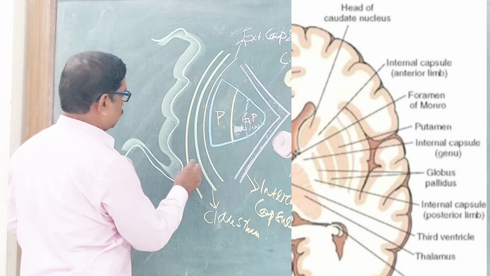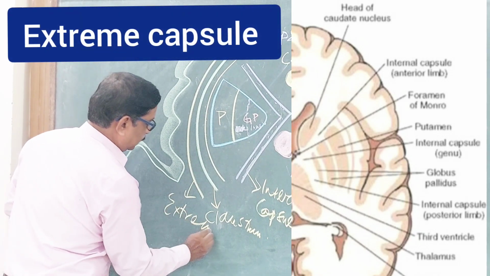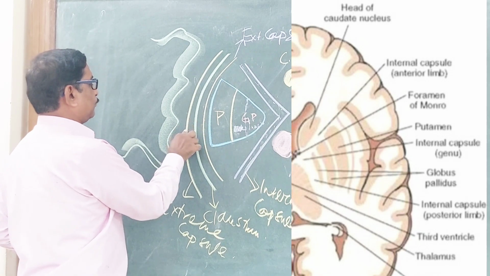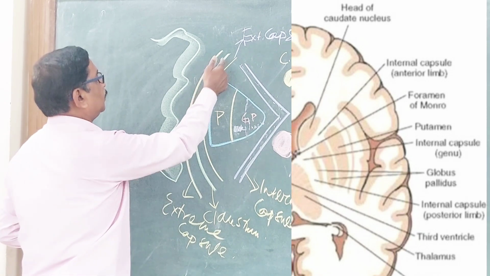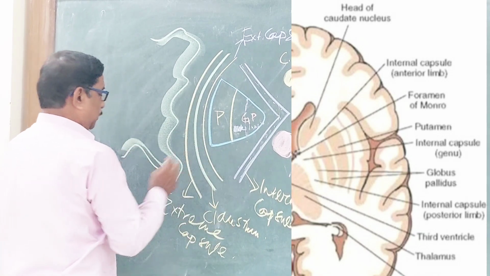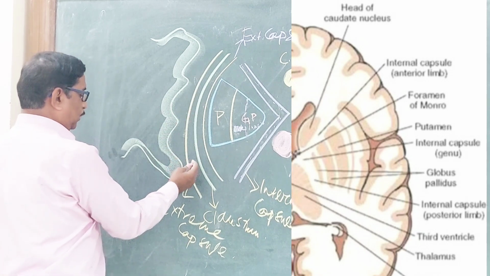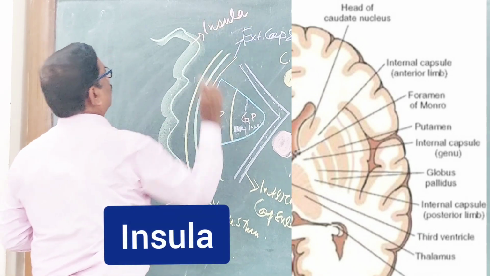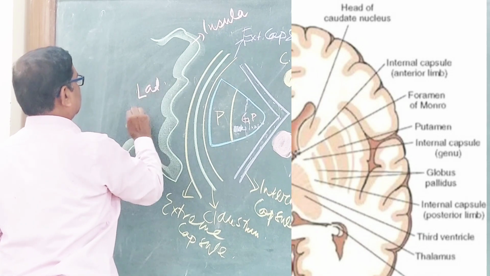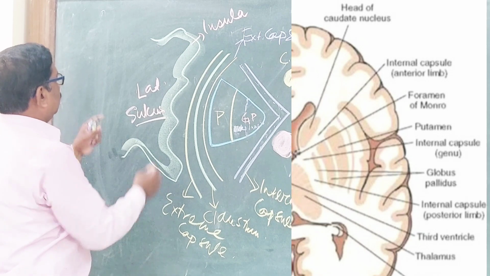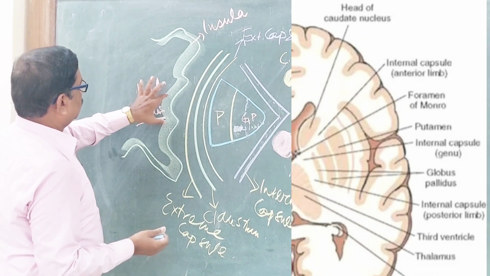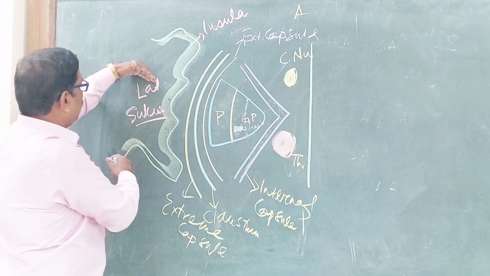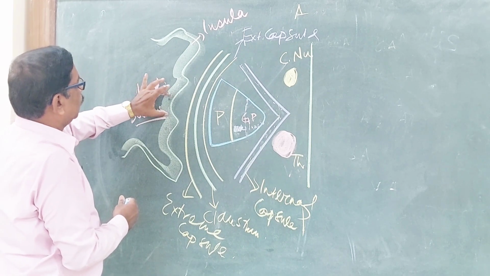External to this claustrum is the extreme capsule. So we have three capsules: internal capsule, external capsule, and extreme capsule. In between the external and extreme capsule is the grey matter called the claustrum, which is part of the basal ganglia. Then lateral to the extreme capsule is the cortex called the insular cortex, and this is the depth of the lateral sulcus. So if we like to see the insular cortex, we have to go through the lateral sulcus. That means by separating the frontal lobe and temporal lobe in the region of the lateral sulcus, we can see the insular cortex.